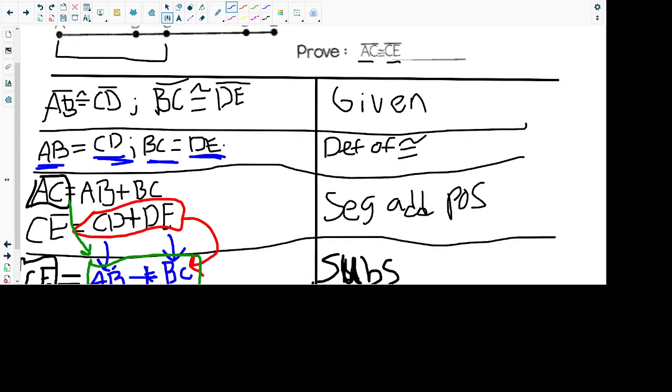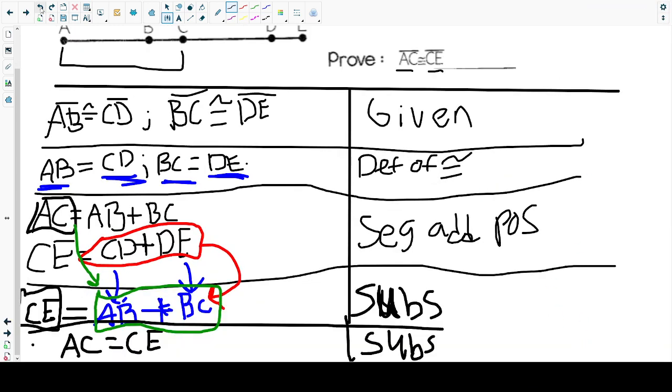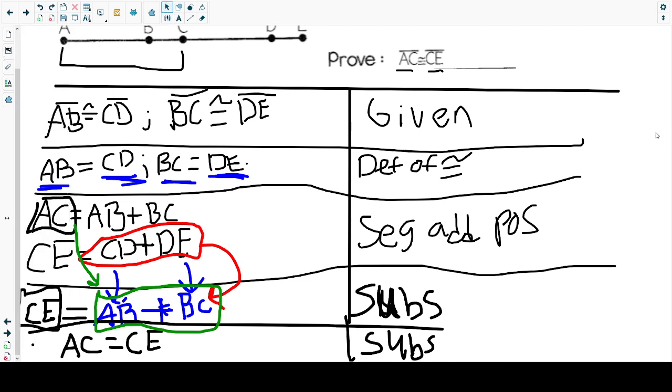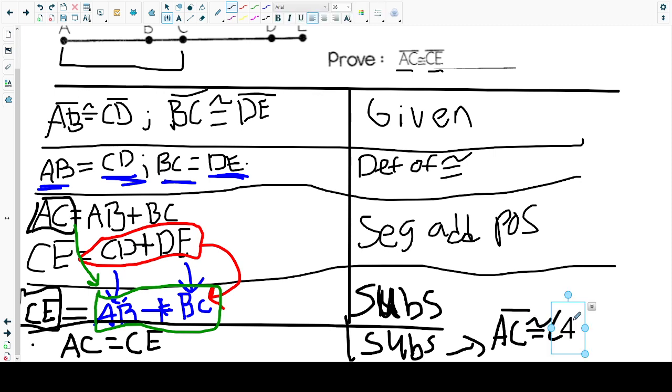Since my program here is not letting me scroll for some reason, let me try one more thing here, see if I can get it to function. Nope, it does not want me to scroll. Interesting. So I will write my final one over here. AC congruent to CE, by definition of congruence. Definition of congruence, right?